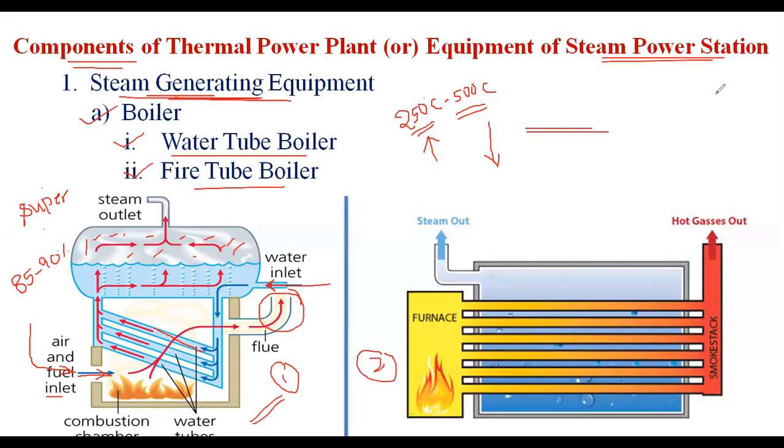Coming to the fire tube boiler, this is nothing but the fire tube boiler. In a fire tube boiler, the hot products of combustion pass through tubes surrounded by water. The fire tube boiler's other name is the tubular boiler. Here, the construction is very simple, rugged, and the initial cost is also very, very low.